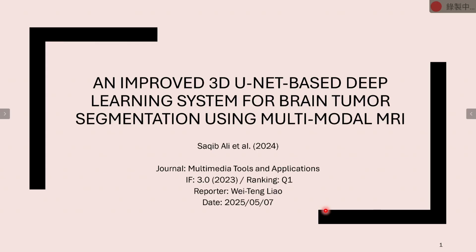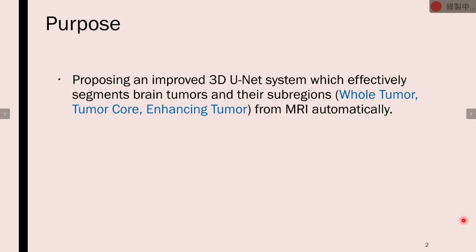Good afternoon, everyone. The paper I present today is an improved 3D UNet-based deep learning system for brain tumor segmentation using multimodal MRI, from the journal Multimedia Tools and Applications. The purpose of the study is to propose an improved 3D UNet system which can effectively segment brain tumors and their subregions from MRI automatically. They divided the subregions into three parts: the whole tumor, tumor core, and the enhancing tumor.